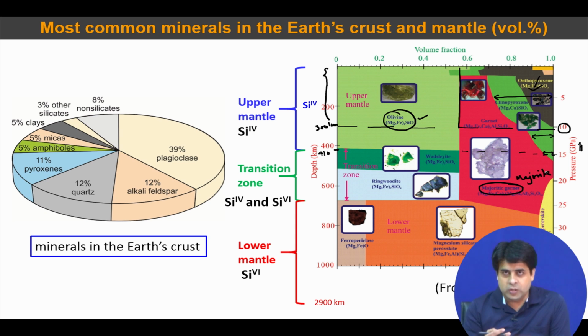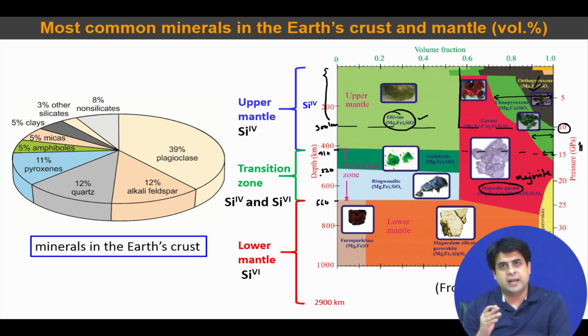Then you go deeper, to the transition zone, which starts from 410 kilometer and ends at 660 kilometer. But the transition zone is also divided into 2 parts. You have an upper part of the transition zone and a lower part of the transition zone. These are divided at 520 kilometer. So the upper part is from 410 kilometer to 520 kilometer depth.